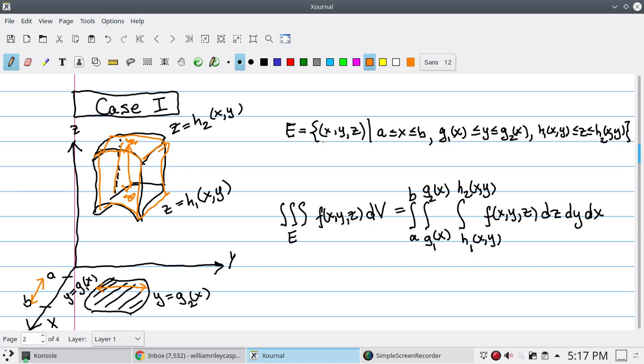This is all reflected in the way that we describe the solid region E in terms of a set. The set E is the collection of all triples x, y, z, so that x is fixed between A and B, y is fixed between that function g1 of x and that other function g2 of x, and z goes between that lower surface h1 of x, y and the upper surface h2 of x, y.